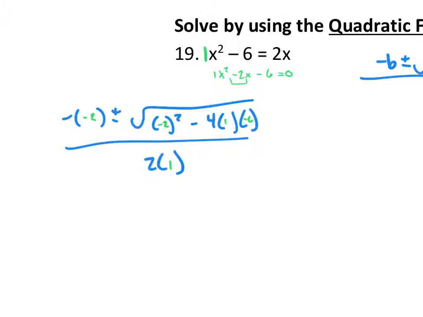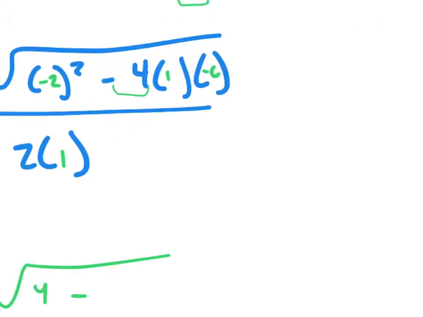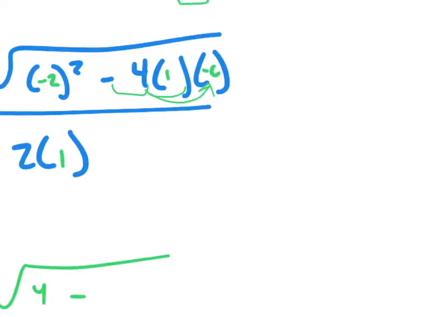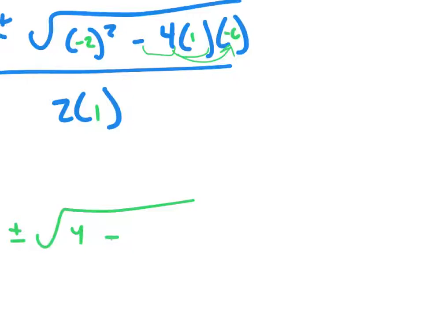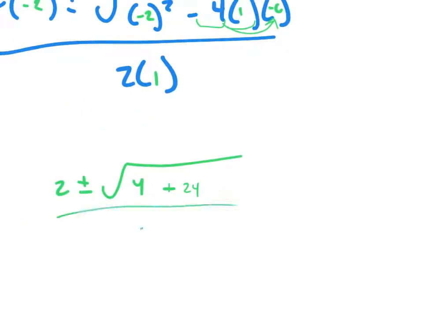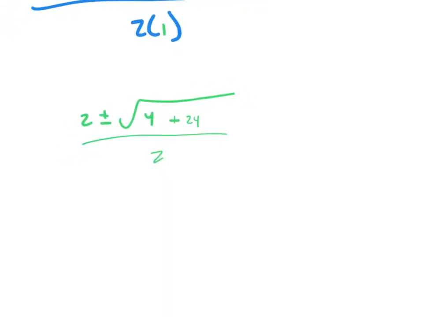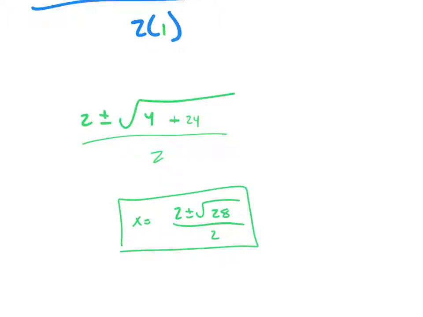So you'll want to make sure you don't go too fast. So here would be negative 4 times a negative 6. It's positive. So here we'll get 2 plus or minus the square root of 28 all over 2. And that's our solution because 28 isn't a perfect square, and we're not able to take it any further.